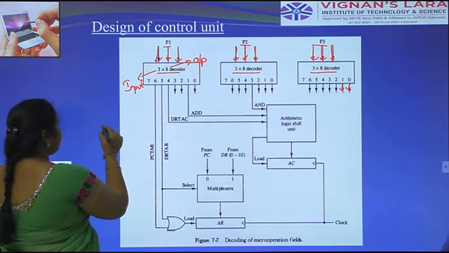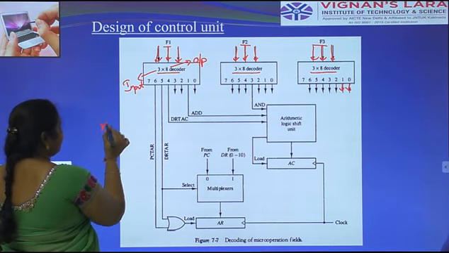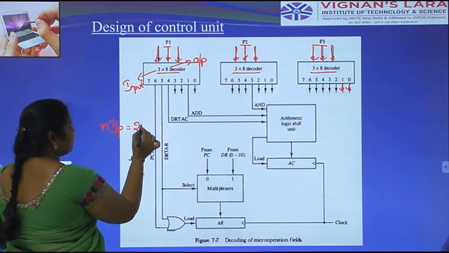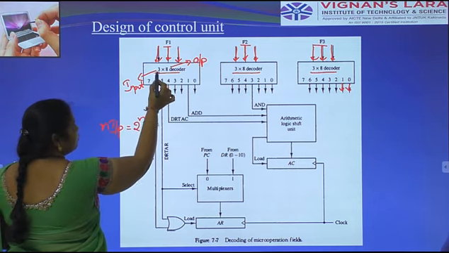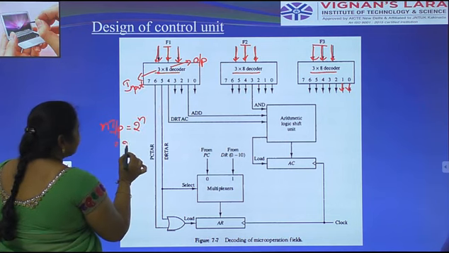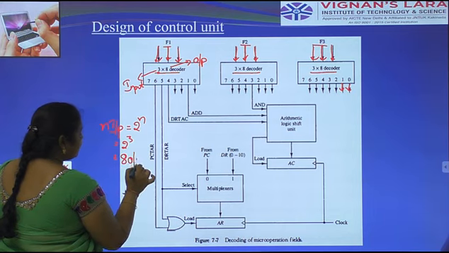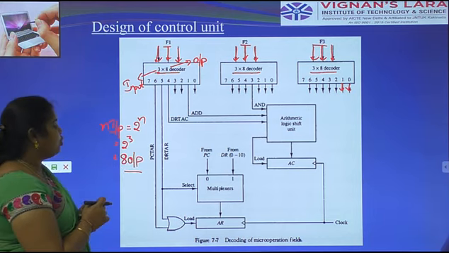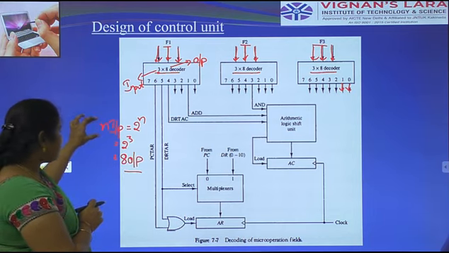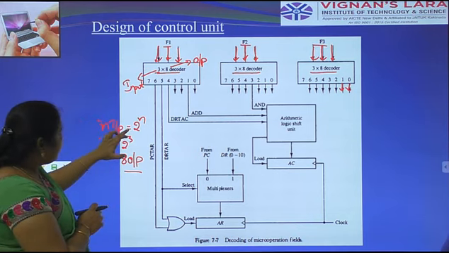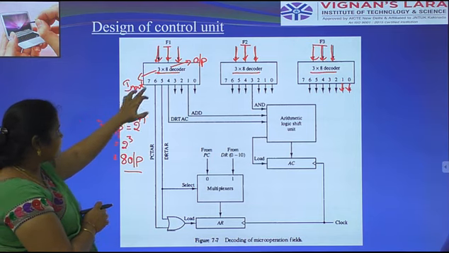Here n inputs means we have to calculate it with the help of 2 power n. Here the input is 3. Here 2 power 3 means 8 output lines are performed for the implementation of the control unit. Here the decoder has n inputs. We have to assume that there are n inputs. Okay, 2 power n, here n inputs means 3.